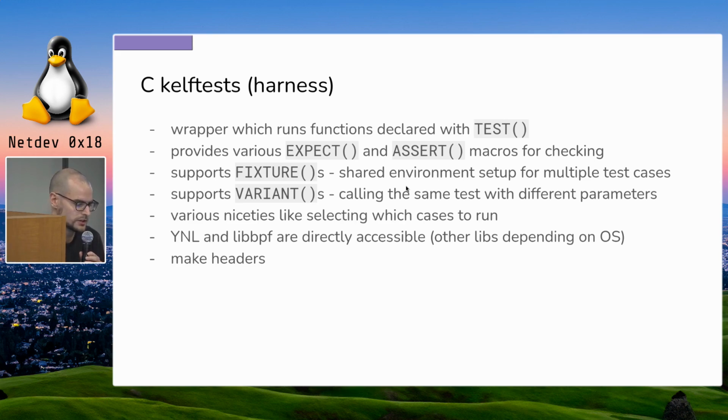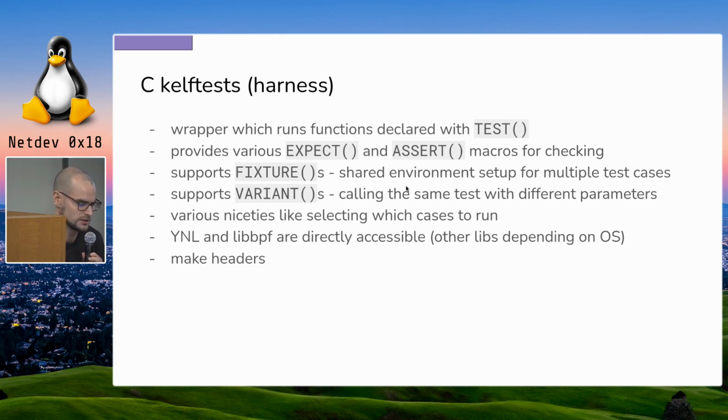There is some support for fixtures, so basically you can define the inputs and then have the same test body, and the K-self-test infrastructure will execute the same tests with multiple declarative inputs. And that gives you the basics like expect and assert.